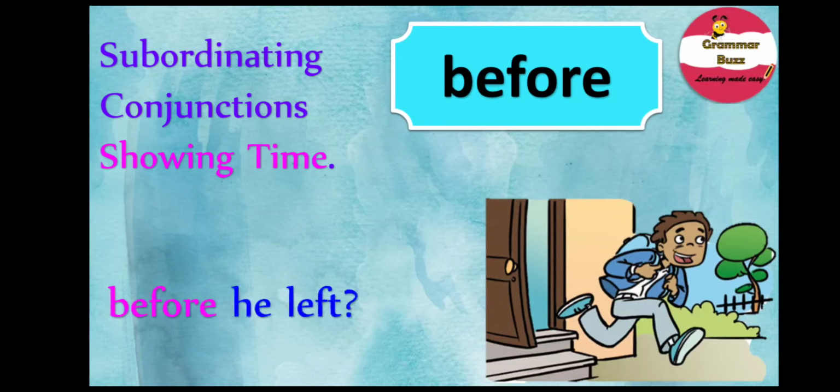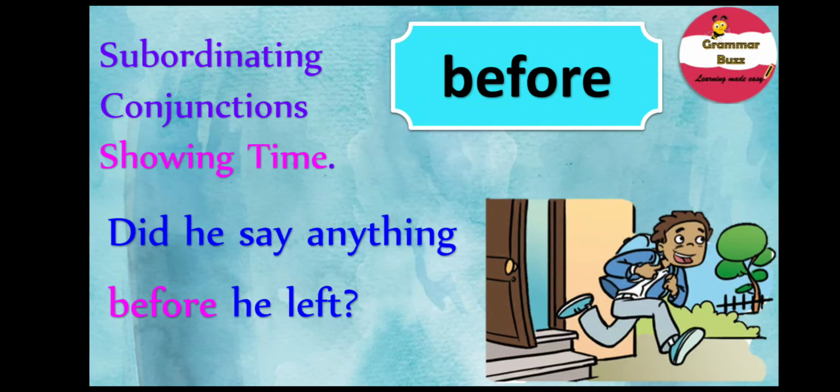Let's find out. This sentence is definitely a dependent sentence because the meaning is incomplete. Now let us complete this by joining it to an independent sentence, and that is, did he say anything before he left? And that is a new sentence. Yes, you see. So before is a subordinating conjunction, as you know, it appears at the beginning of a dependent sentence and it connects two sentences of different order.